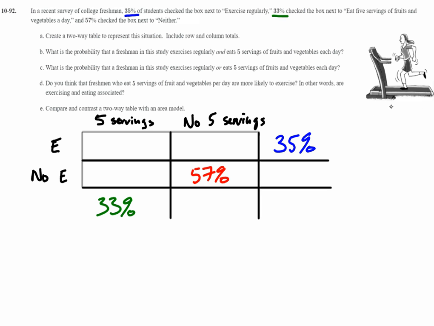So again, we need to be careful of the given information. I've put the given information here if you struggled with that. Notice that these are totals. So that 35% is just total. I don't know about their eating habits. They just checked that they exercise regularly. So again, we have some overlaps, but we've got to take care of that in our two-way table. So if you didn't get that before, again, I would pause. See if you can fill in the rest of this table.